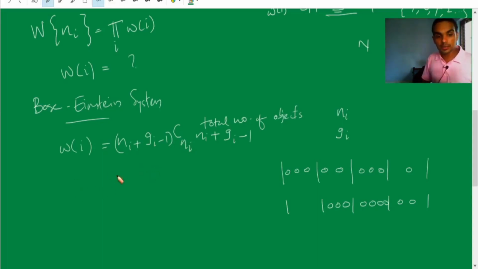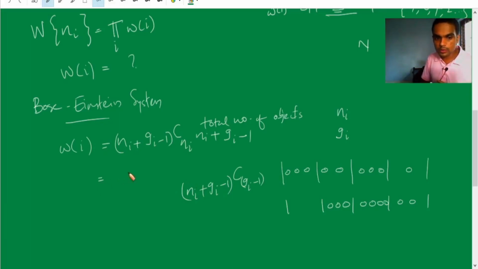Another method is, ഇതേപോലെ തന്നെ I can take another thing. Ni plus Gi minus 1 total number of objects are there. Out of that I can take Gi minus 1 number of walls. Either number of particles Ni out of this number, or Gi minus 1 number of walls out of these objects. Okay, both give same result. Okay, so let us see what is this thing.